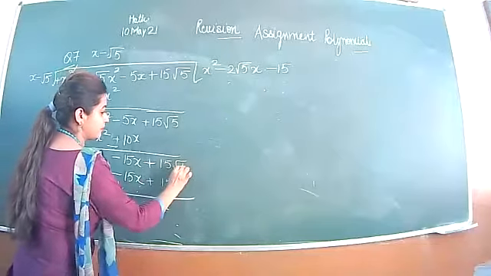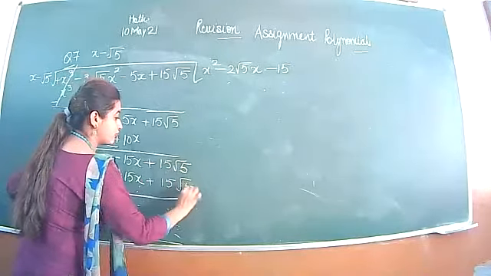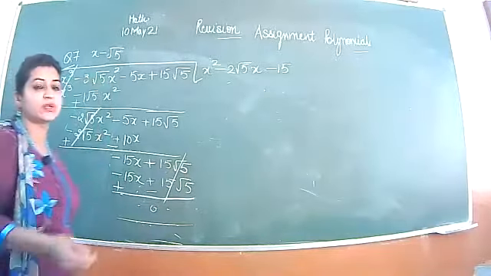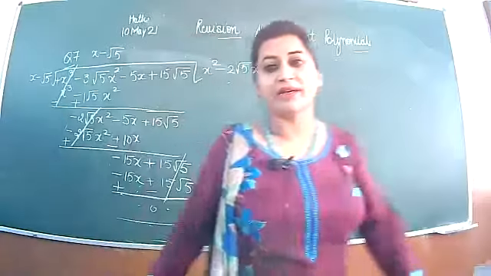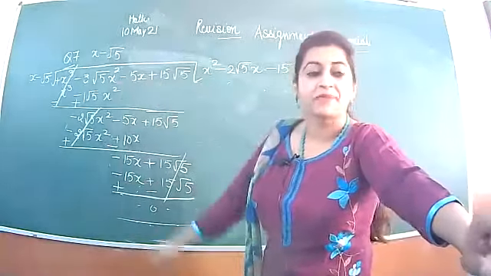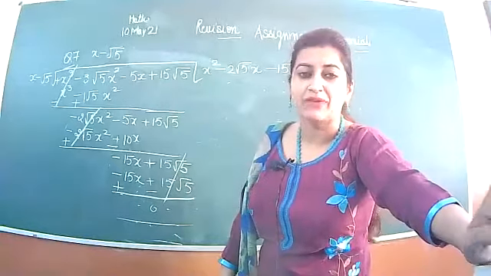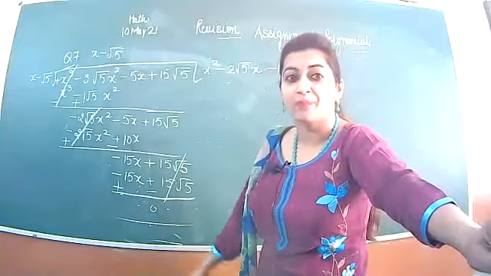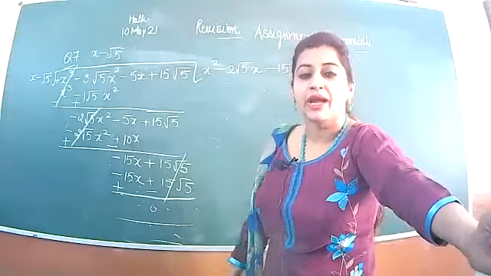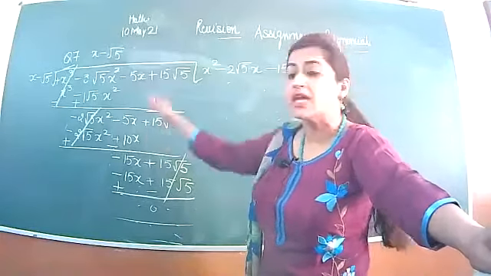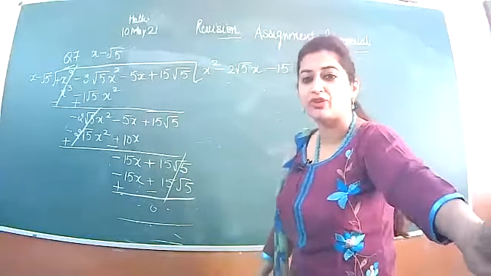Sorry, this is 5. 15 root 5. Change sign, they will cancel out. So your remainder is 0. Why are we getting the remainder as 0? Because we already knew that this number is a factor. And whenever you divide the polynomial with the factor, the remainder will come as 0. And if you are not getting 0 as remainder, that means you must have made some mistake. You have to check it carefully.